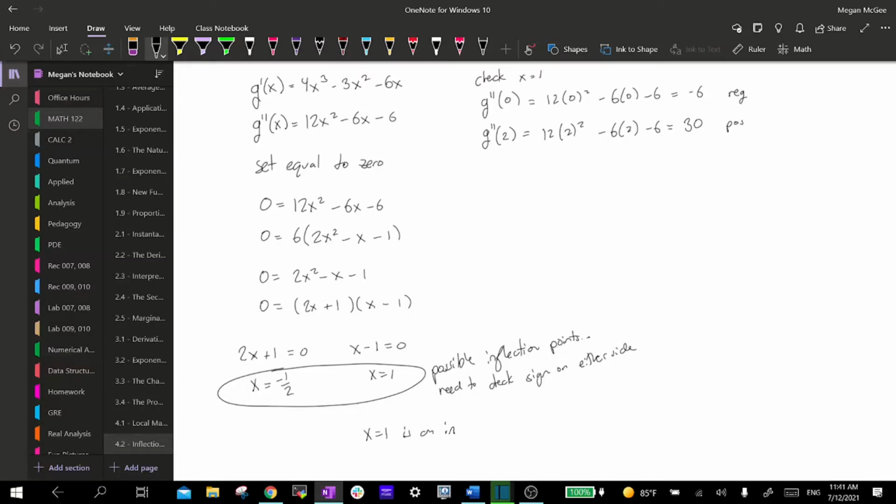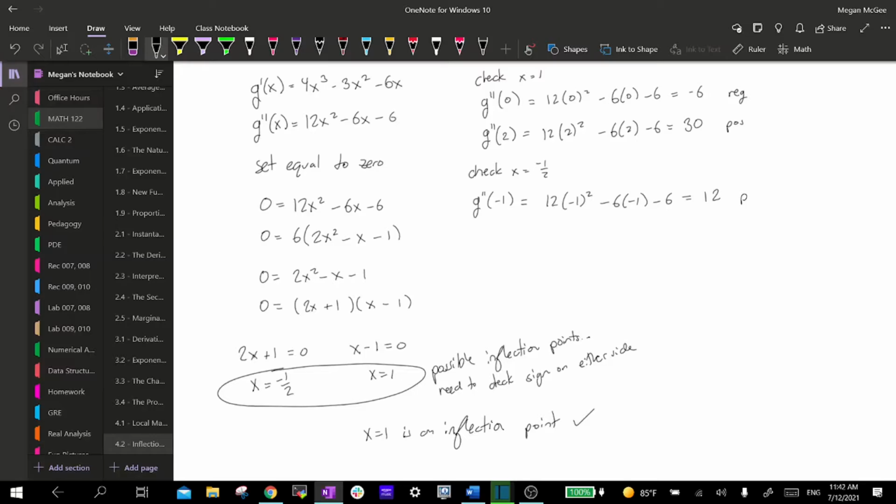And now we need to check x is equal to negative 1/2. Well, on the left-hand side, we can go ahead and look at x is equal to negative 1. So we'll check the second derivative of negative 1. We get 12 times negative 1 squared minus 6 times negative 1 minus 6. And we end up with positive 12. Alright, so this is positive.